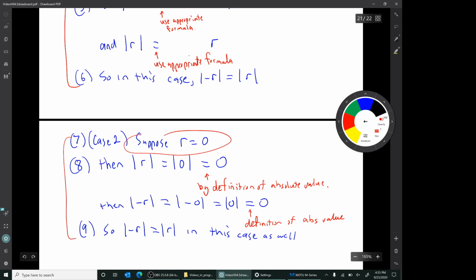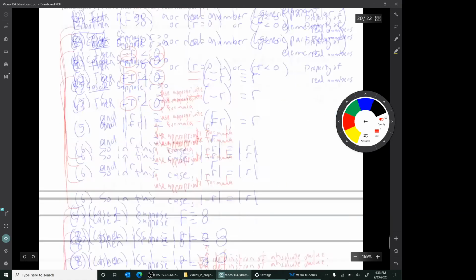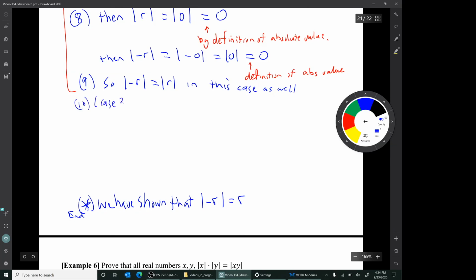If r is 0, then this is true. Now we need a third case. The third case is when r is less than 0. That's this case. Well, if r is less than 0, then negative r is greater than 0. So let's compute the absolute value of negative r. We have to use the appropriate formula.